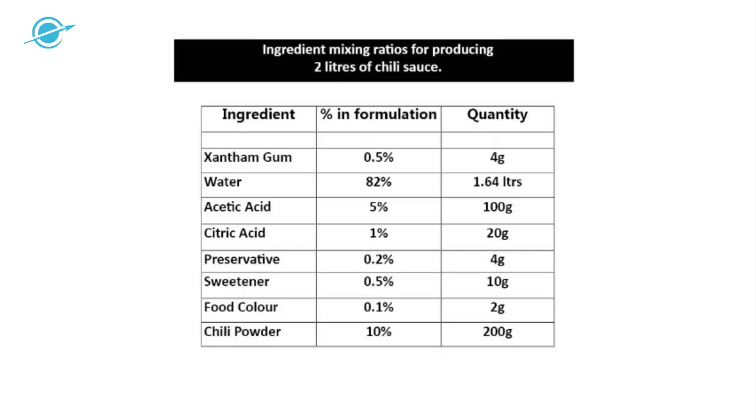Acetic acid. For acetic acid, we shall use 5% of the 2 liters, meaning we will have to use 100 grams. If you convert 5% into 2 liters, it will be 100 grams. The other ingredient is citric acid, and we are using citric acid at the usage rate of 1%, and therefore this makes it 20 grams. The total citric acid for the 2 liters we are making will be 20 grams.